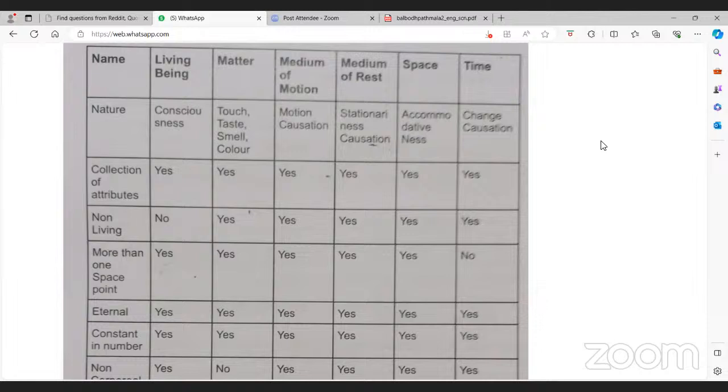Right. What is their nature? Stationary. No, the other one, medium of motion. First you say medium of motion. Yeah, medium of motion is ether. Its nature is motion causation, right? Medium of rest, the nature is stationariness causation. Okay. Then space. Space is where we abode, wherever anything abodes. And so finally, what is its nature?